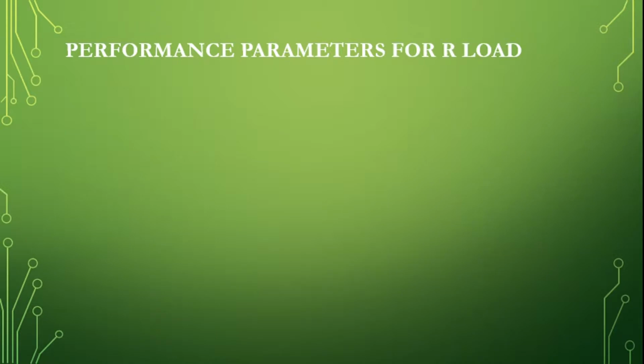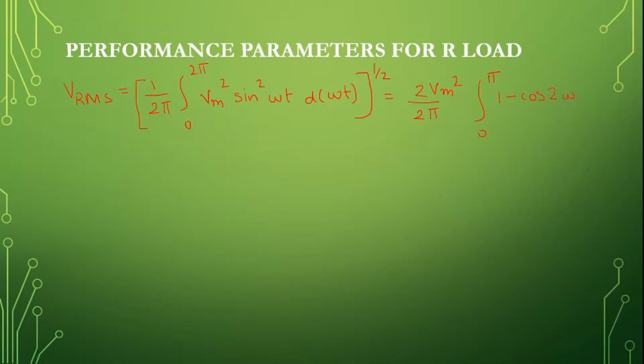Next is the RMS value of the output voltage. VRMS is the square root of 1 by 2 pi integral 0 to 2 pi Vm square sin square omega t d omega t. We can rewrite this as 2 by 2 pi because our positive and negative half are almost the same. Vm square I take out, 0 to pi sin square omega t rewritten as (1 minus cos 2 omega t) by 2, this whole within the root. So the 2 and 2 get cancelled.